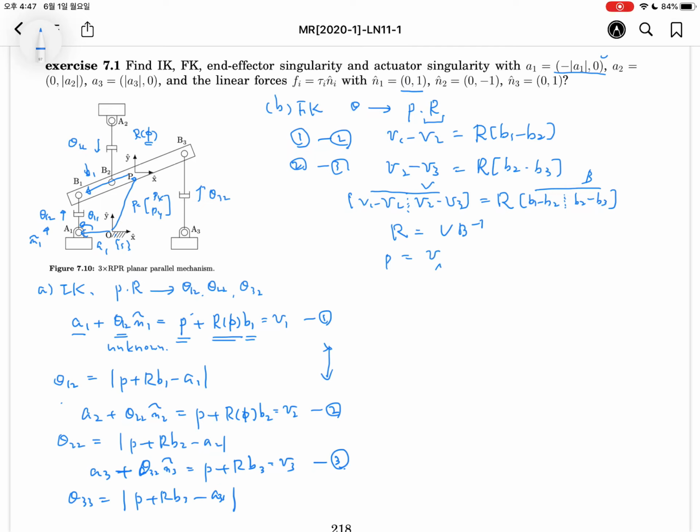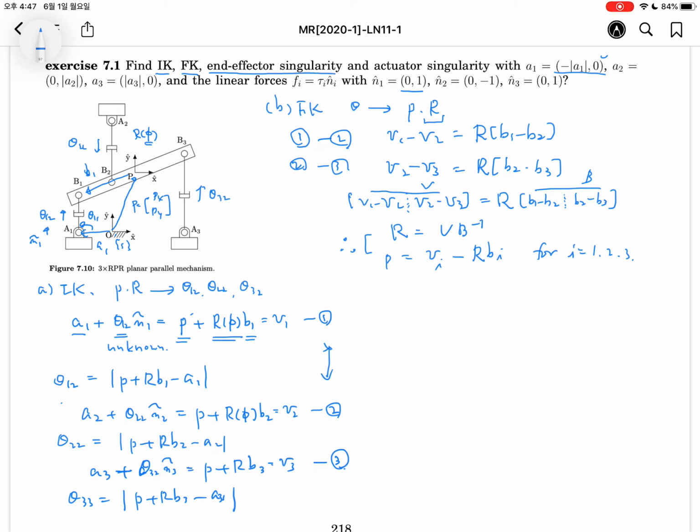The P vector is obtained as Vi minus the rotation matrix times Pi, for i equal to 1, 2, 3. Any value can be chosen to obtain the P. Like this, we can find out the rotation matrix and the position vector of the base frame and the body frame. Okay, so we have resolved the inverse kinematics and the forward kinematics for this configuration.